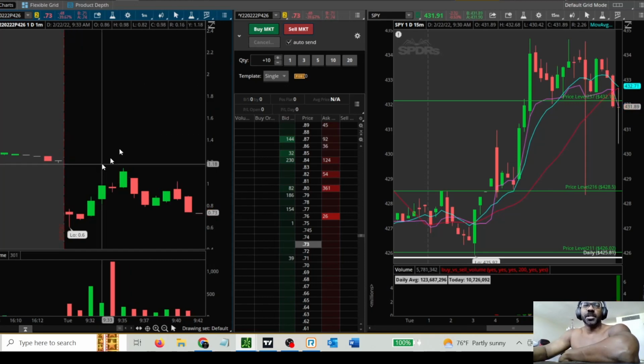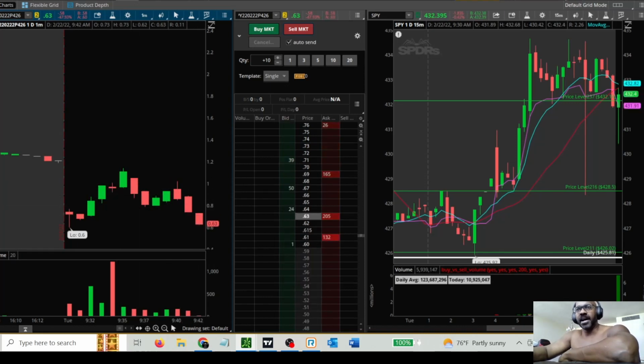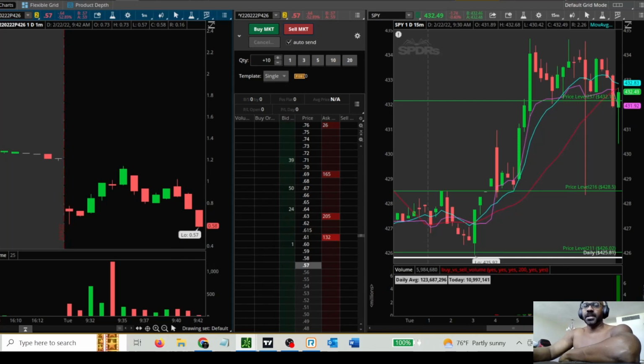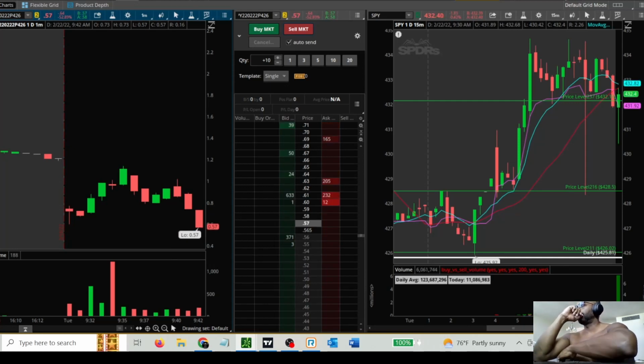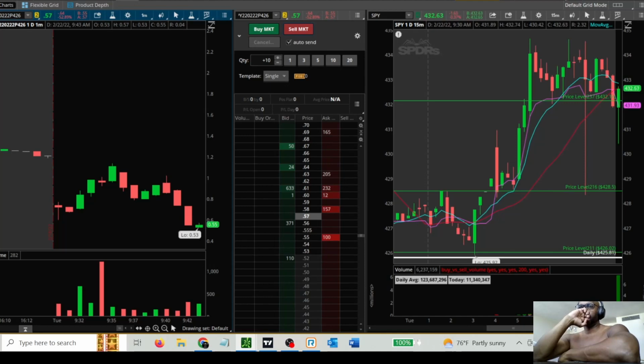Look at this ridiculous roller coaster. 60 to 100, back down to 60 in a zigzag motion. Just absolute garbage trading. Just ridiculous, man. And a complete turnaround.